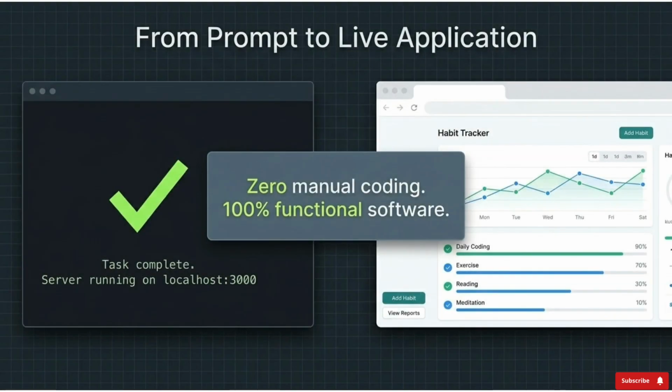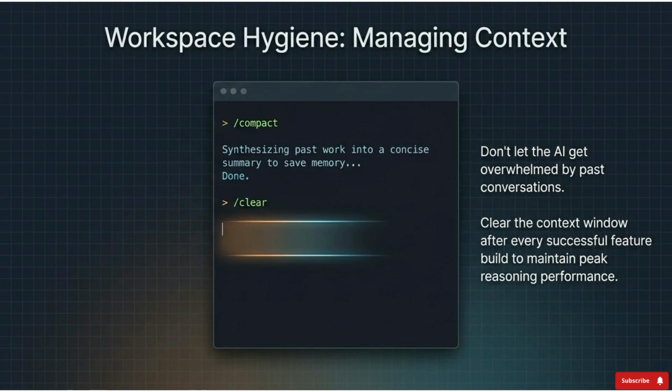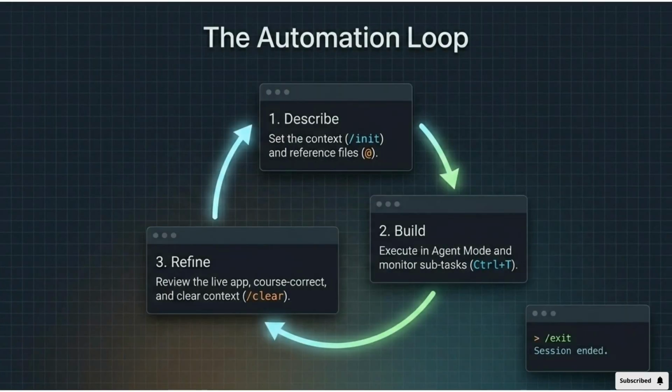Claude Code can take your single prompt and transform it into a live, functional application, potentially achieving 100% functional software with 0 manual coding. To maintain optimal reasoning, use "/compact" to summarize past work and "/clear" to reset the context window after completing a successful feature build. The automation loop involves 3 steps: describe the task, build in agent mode, and refine by reviewing the app and clearing the context. Use /exit when finished.